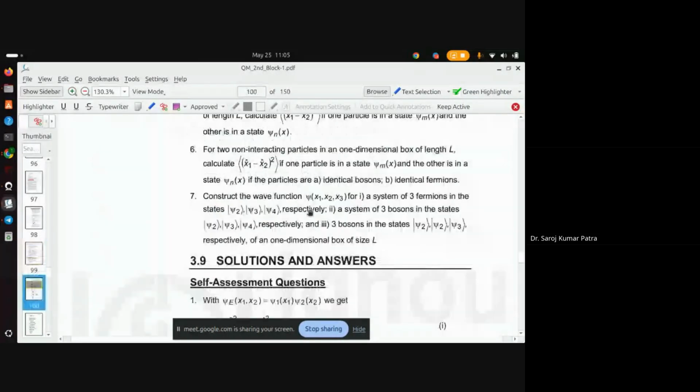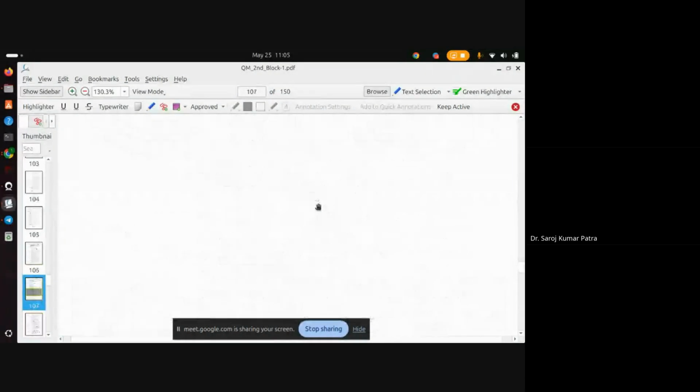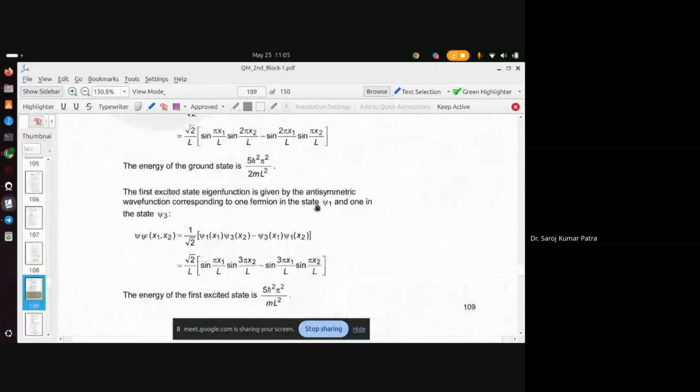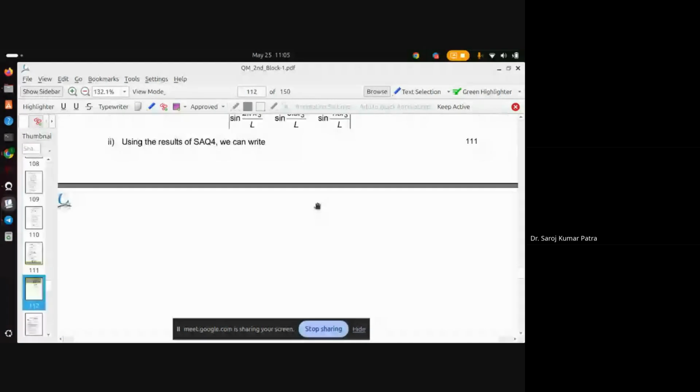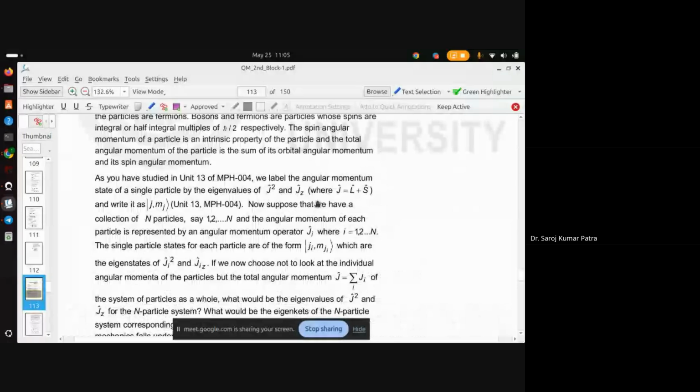Yeah. So next class we will talk about addition of angular momentum. I think that is the next chapter, I guess. Yeah, addition of angular momentum tomorrow.